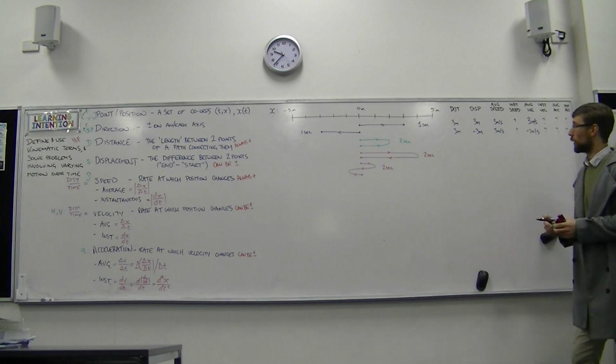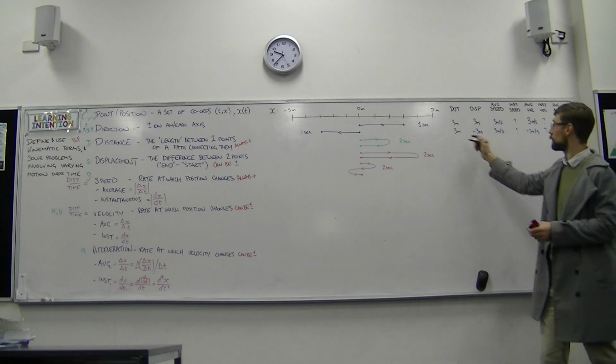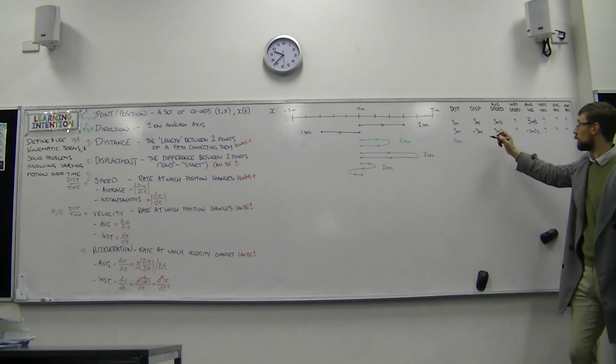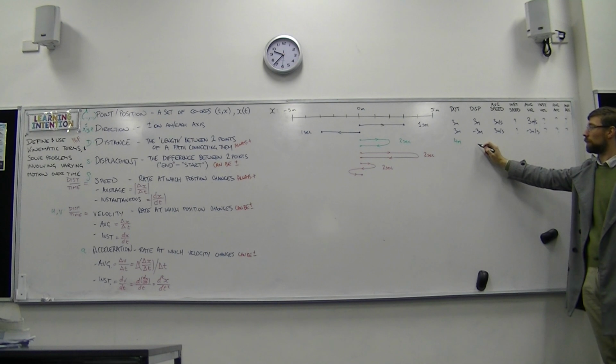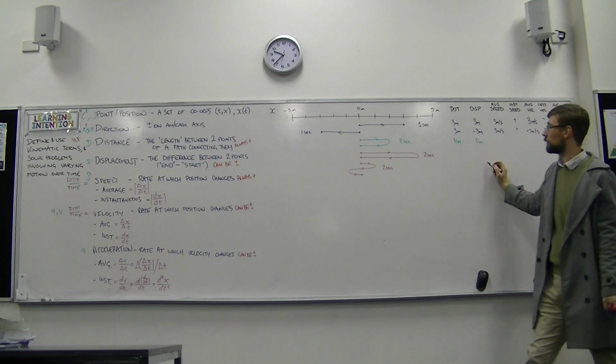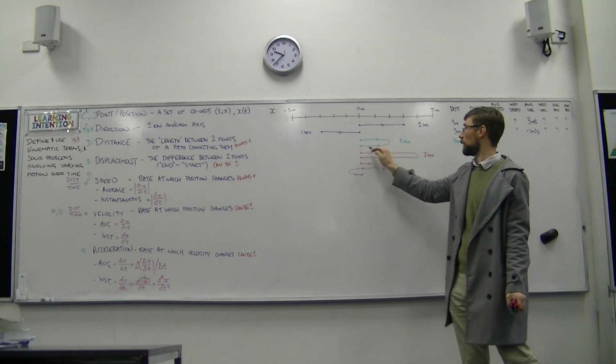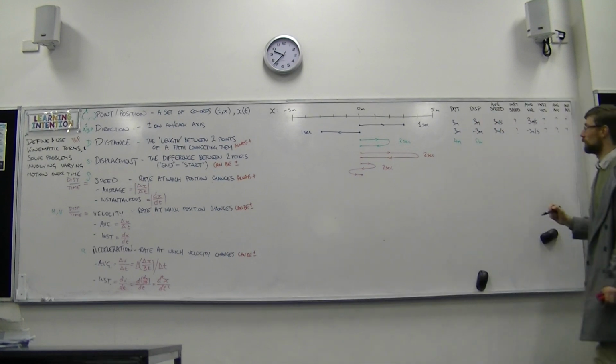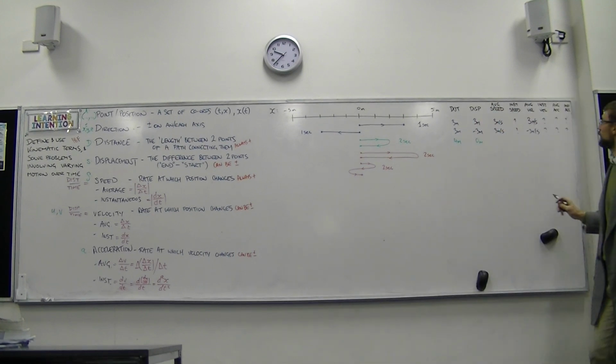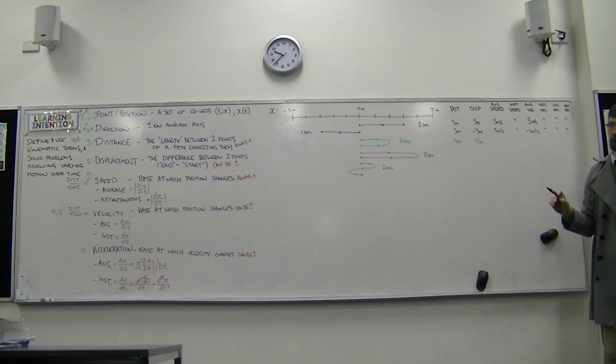Brian, distance for green. 4 meters. 4 meters, fantastic. Aaron, displacement for green. 0. So green goes and back again. Oh, I was looking at red. Everyone's colorblind, okay. Cool, back to the start.